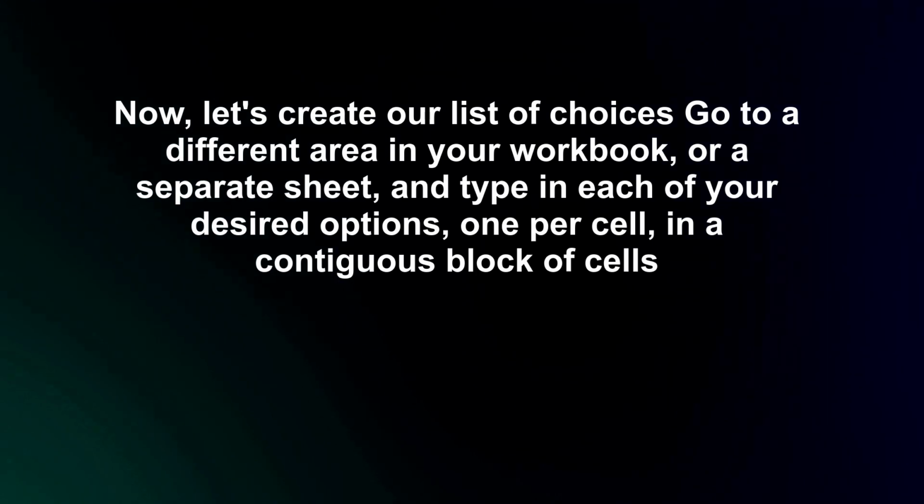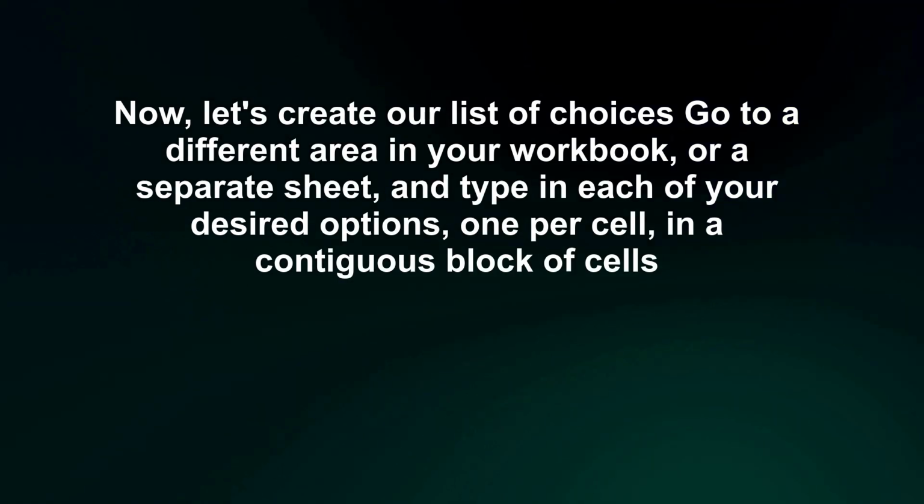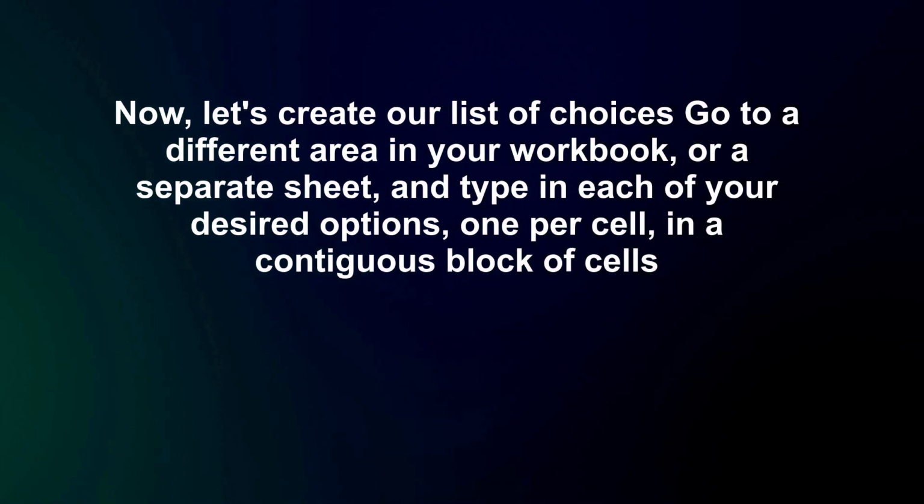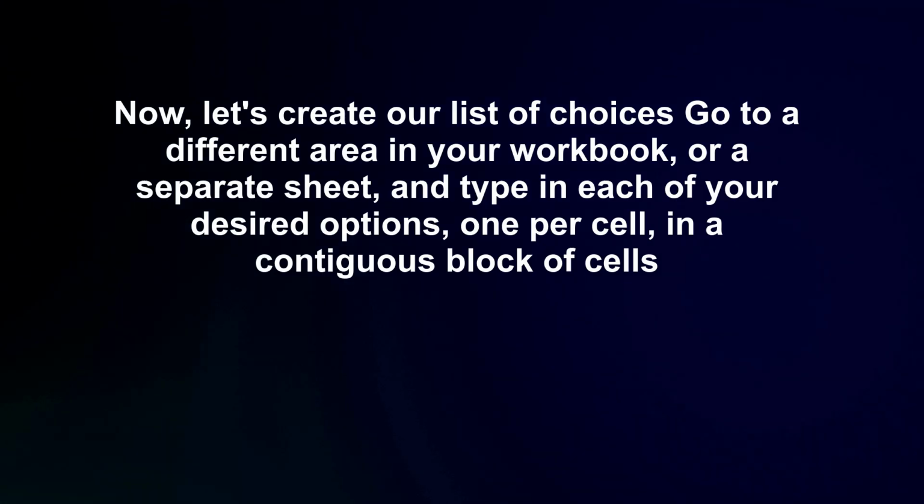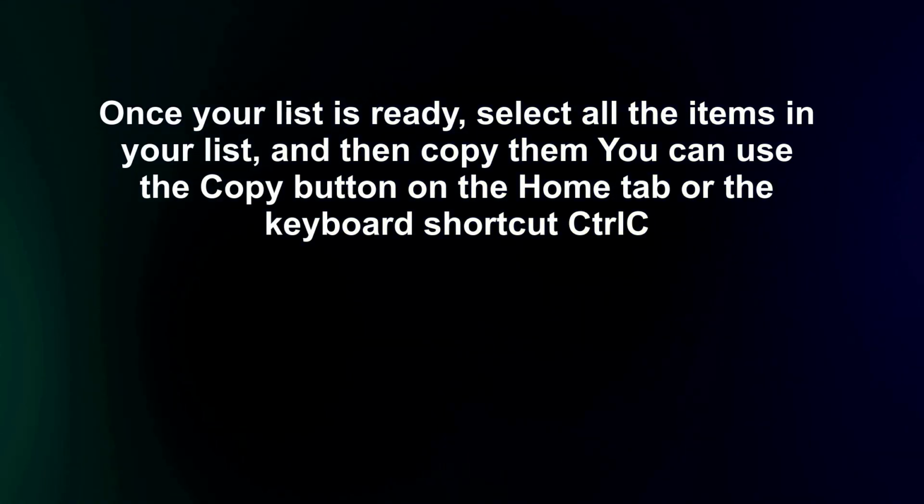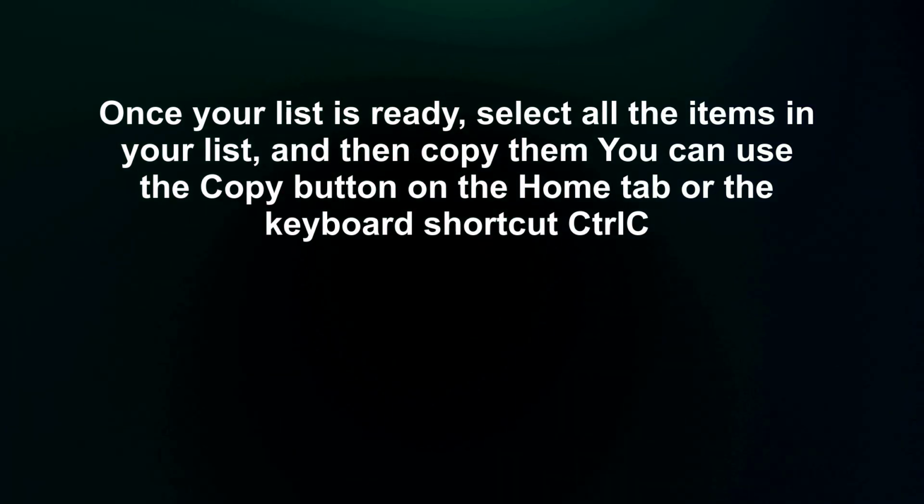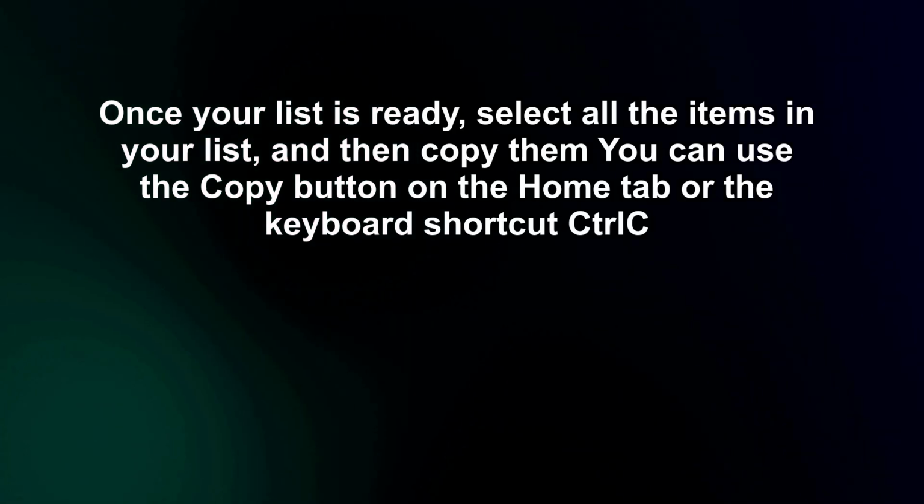Now, let's create our list of choices. Go to a different area in your workbook or a separate sheet and type in each of your desired options, one per cell, in a contiguous block of cells. Once your list is ready, select all the items in your list and then copy them. You can use the copy button on the Home tab or the keyboard shortcut.